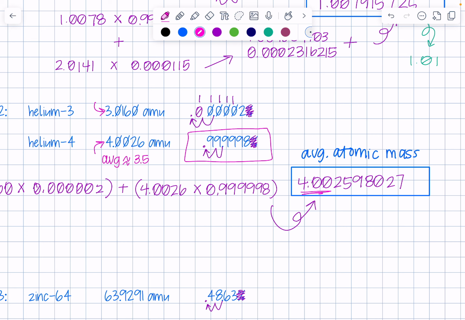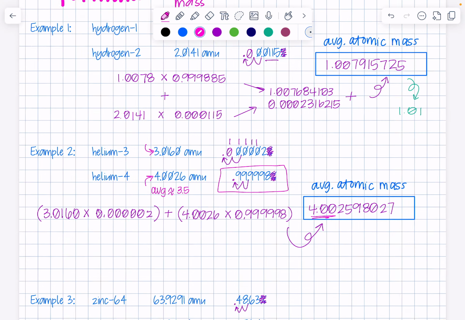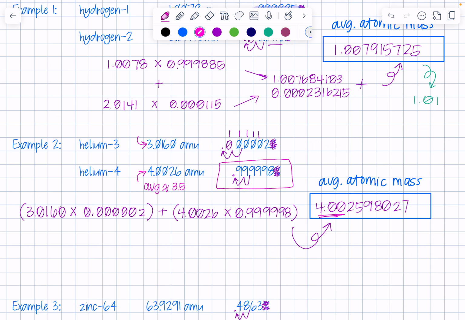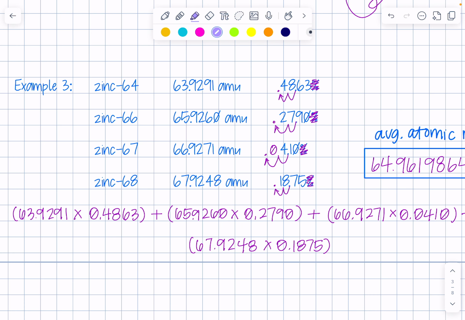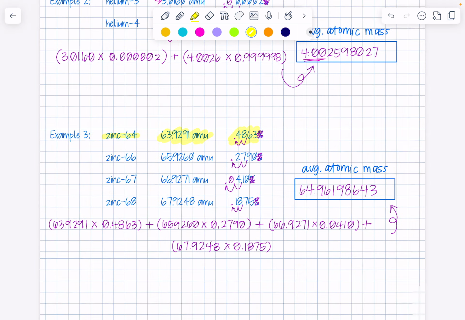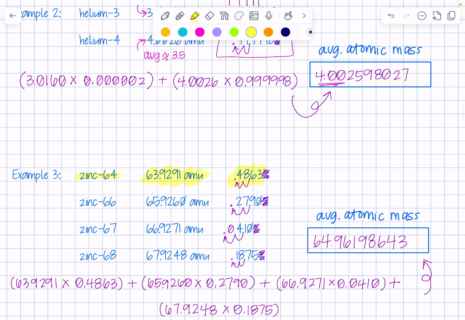You cannot do a regular average calculation like you can if you're just calculating the average. You can't do that with isotopes and average atomic mass. So remember, we take each isotope and multiply it by its percent. So for this isotope, we have mass times the percent that has been converted to a decimal, and we do that for each one. Okay? And that is how you calculate average atomic mass.